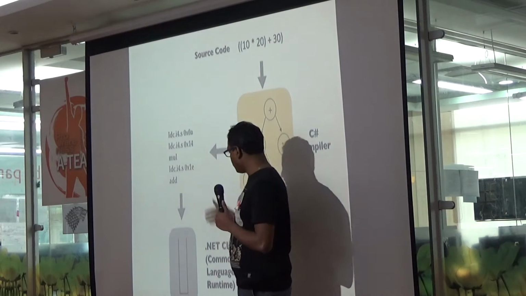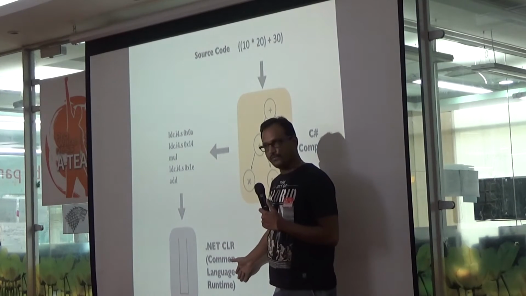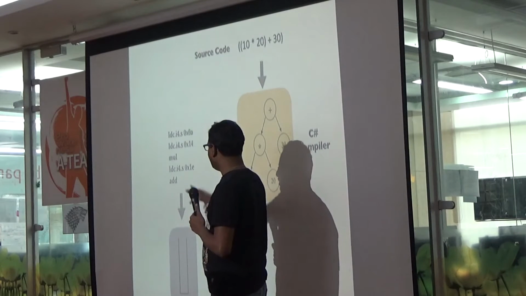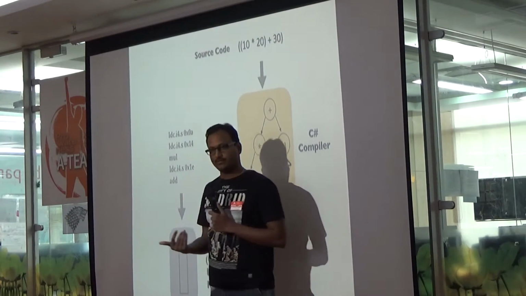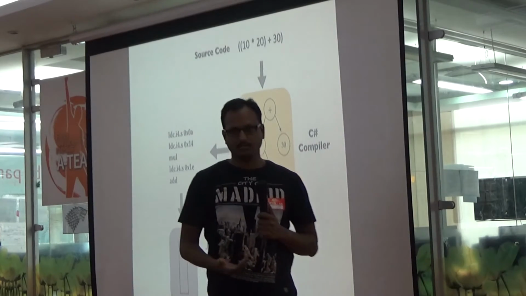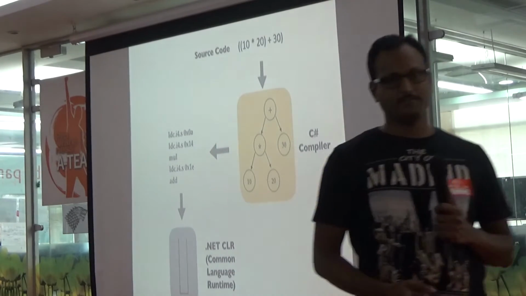Right? This intermediate code is executed by a virtual machine. Why is it called a virtual machine? Because there is no real machine which actually executes these instructions. So it's called a virtual machine. And we have the .NET VM which executes these instructions.